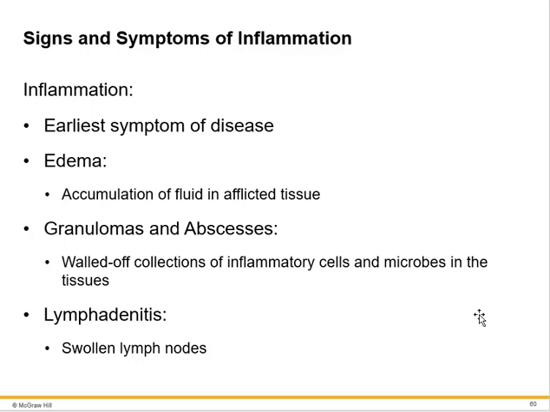Inflammation has fever, redness, swelling, loss of function, heat, all that. Those would be signs and symptoms of inflammation. And so you have the edema, which is the fluid, and you have granulomas or abscesses. A granuloma is a walled-off collection of inflammatory cells, and the abscess may have bacteria in there as well with pus. So lesions with pus are abscesses, and granulomas pretty much without, but they're walled-off areas. Lymphangitis would be swollen lymph nodes.